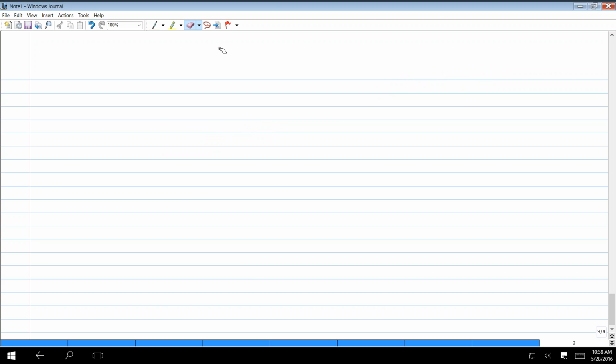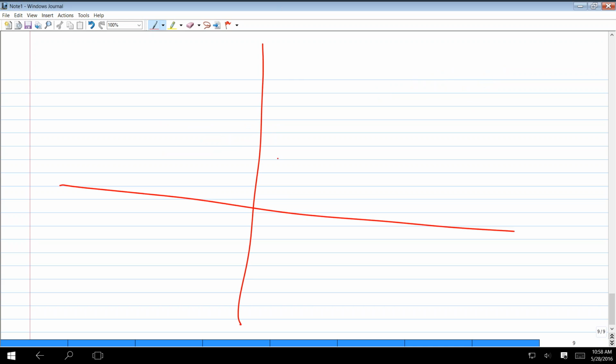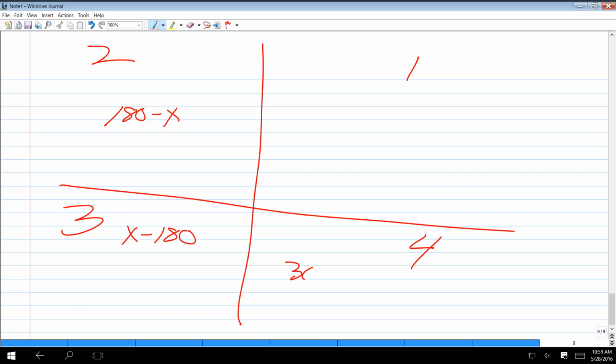And let me just real quickly, in the last 2 minutes, draw our unit circle and put quadrant 1, 2, 3, 4. When you're dealing with angles in the second quadrant, it's 180 minus x. When you're dealing with angles in the third, it's x minus 180. And when you're dealing with angles in the fourth, it's 360 minus x.